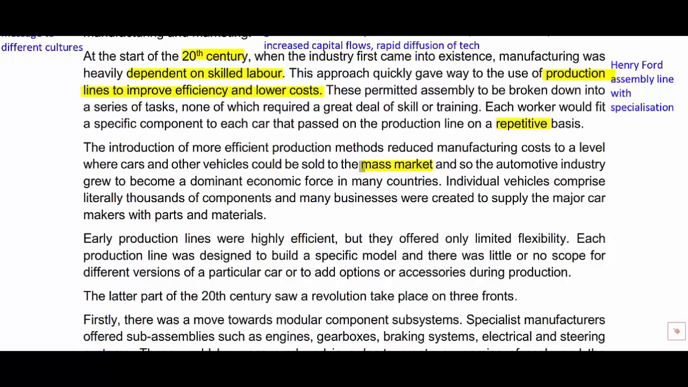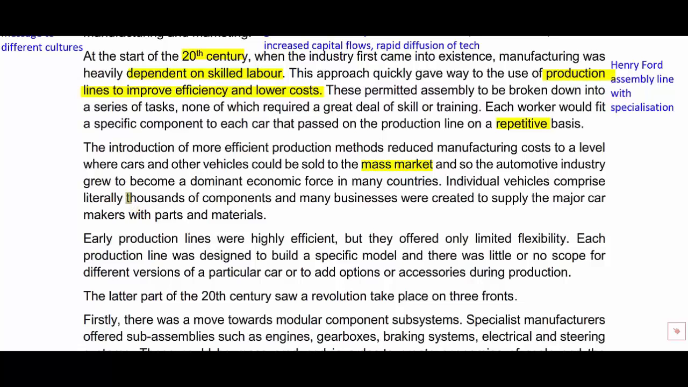It wasn't just a case of churning out a few vehicles every couple of months or every year that were dependent on very, very skilled labor. No, the assembly line had been set up, and these things were being produced by the thousands on a weekly, monthly, yearly basis. Okay, so we're told about how the industry really grew from there to become a dominant economic force in many countries.